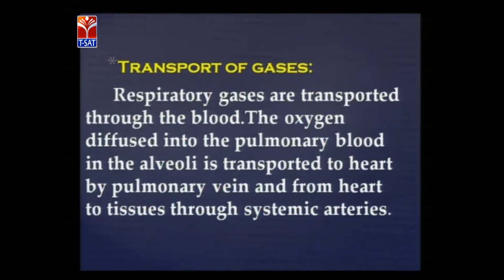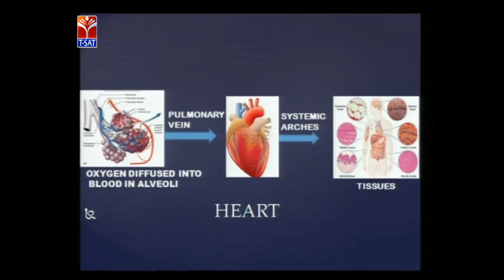Now coming to the third stage, that is transport of gases. In transport of gases, exchange of oxygen and carbon dioxide takes place. Respiratory gases are transported majorly through the blood, which acts as a major constituent to transport the carbon dioxide and oxygen. The oxygen diffused into pulmonary blood in the alveoli is transported to the heart by the pulmonary veins, and from the heart it is distributed to all the tissues present in the body through the systemic arteries. So the air which we inhale reaches the alveoli and then reaches the heart through the pulmonary vein, and it reaches the different tissues in the body through the systemic arteries.